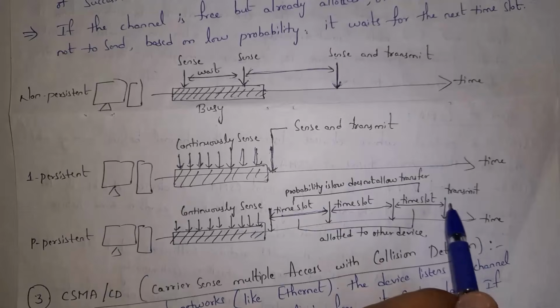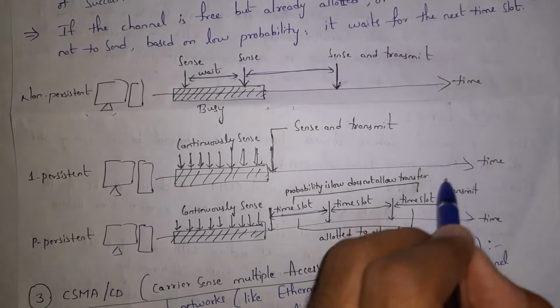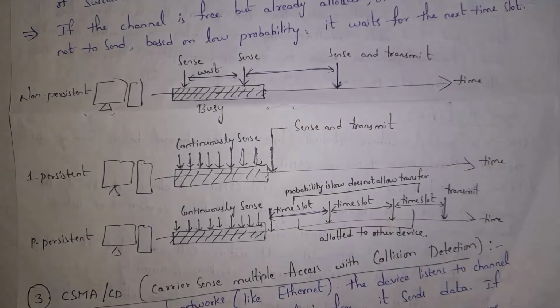And at last, in this time slot, probability is high. That is, no other device is sending data in this time slot. So this computer will send data in this time slot. This is all about p-persistent CSMA.